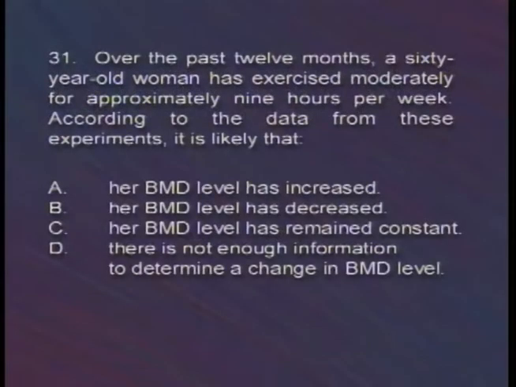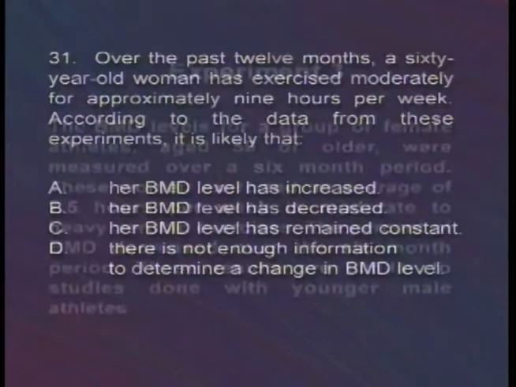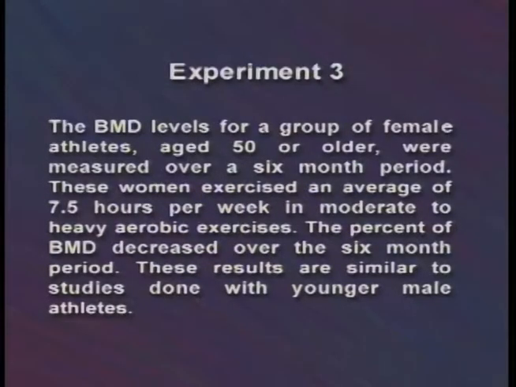Question 31. Over the past 12 months, a 60-year-old woman has exercised moderately for approximately 9 hours per week. According to the data from these experiments, it is likely that, well, which experiment provides information on women who exercise about 9 hours per week? Experiment 3 is the best choice. Women in this experiment exercise an average of 7.5 hours per week. What happened to their BMD levels? From Experiment 3, it seems that BMD levels decreased for these women. Thus, the best answer is B.